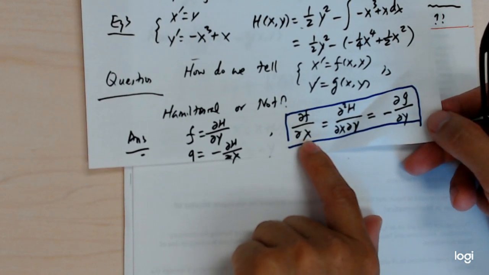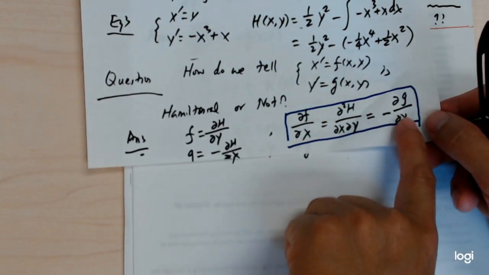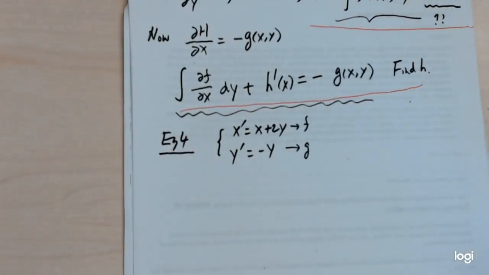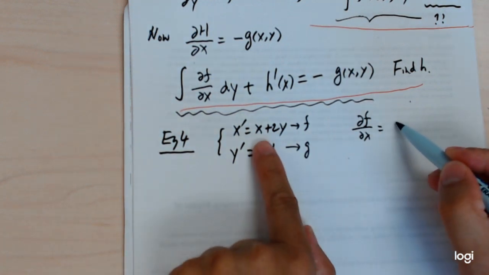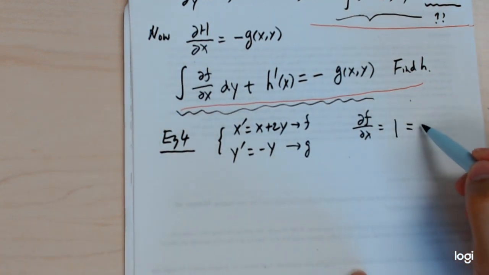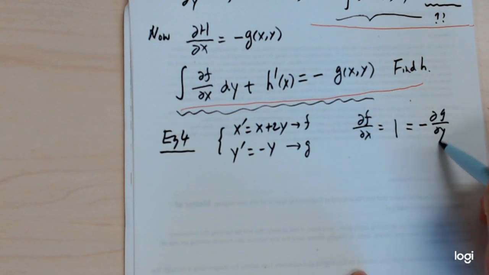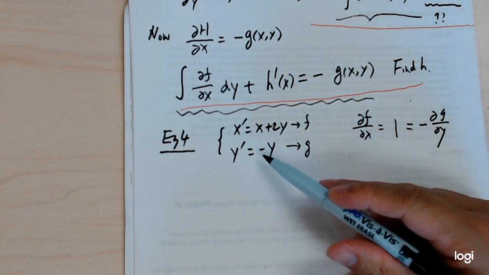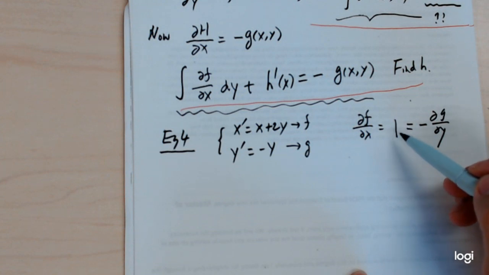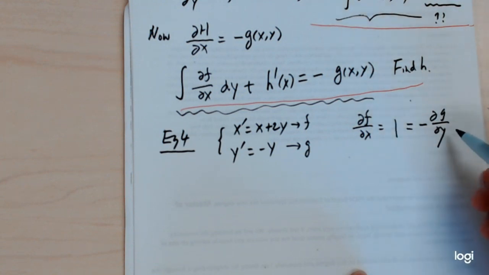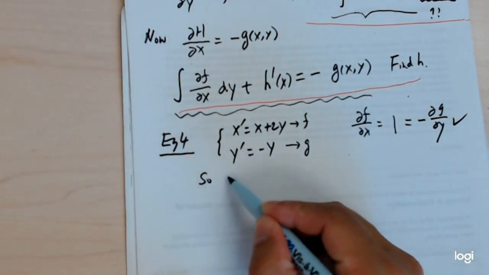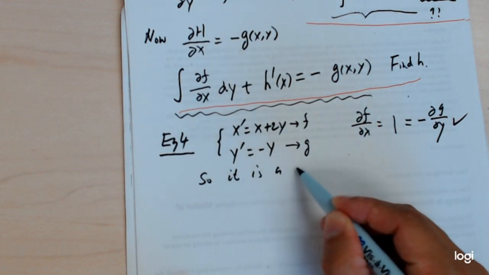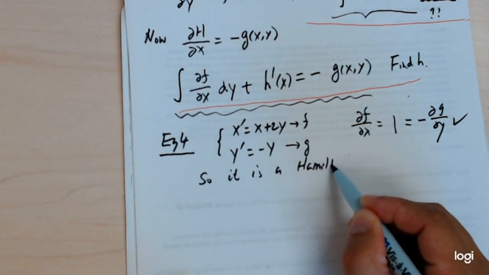Going back to the criterion that I gave you a little while ago, I need to do df dx, and it needs to satisfy this. So df dx is obviously just 1. Does that equal negative dg dy? Dg dy is negative 1, and with a negative sign in front, that's indeed 1 as well. So this condition is met. That's why this is a Hamiltonian system.